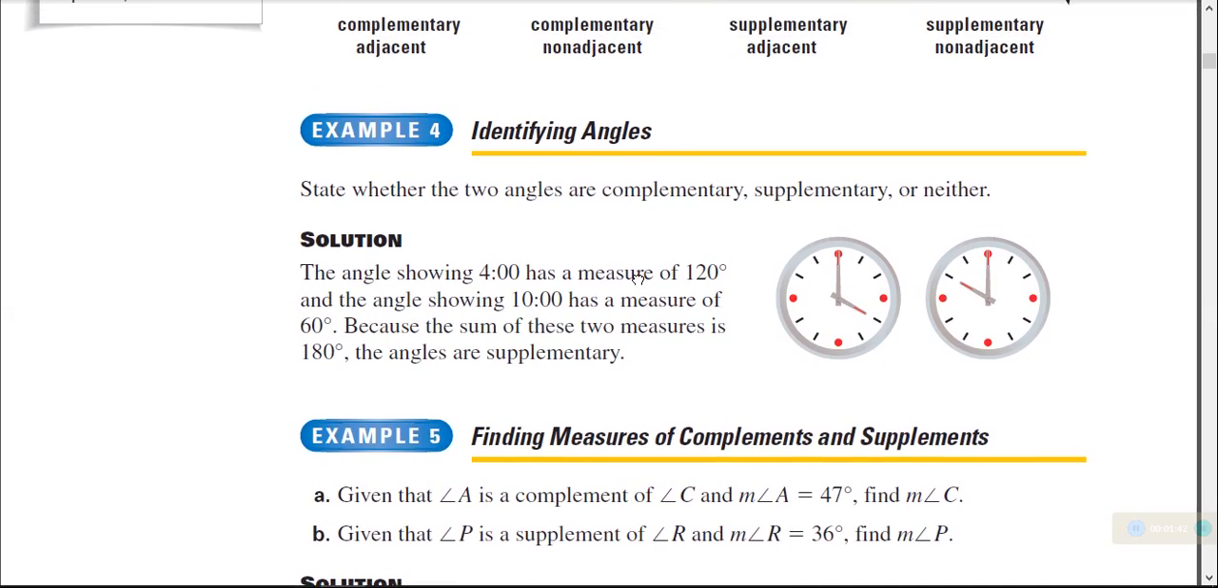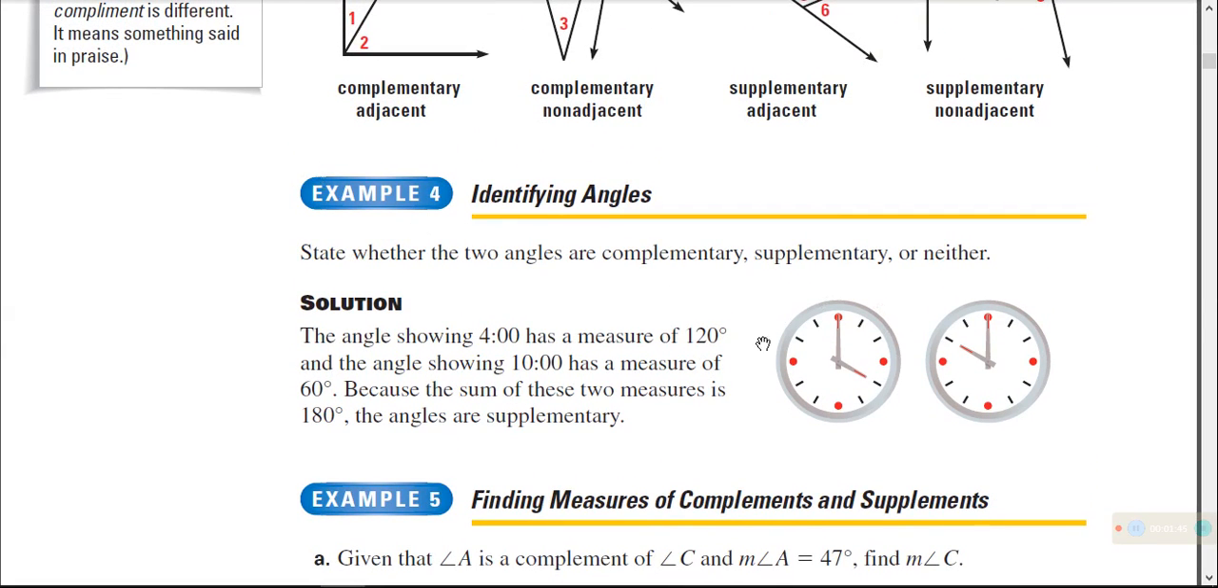Now, let's have here example number 4. Ito, hindi pa natin to kailangan i-transfer sa viewboard. So, for identifying angles, state whether the two angles are complementary, supplementary, or neither. So, we have here a clock or two clocks. One is at 4 p.m. And if you are going to measure the angle formed by the hands of the clock at 4 p.m., you will end up with 120 degrees. And then at 10 a.m., you will end up with 60 degrees. If you add 120 and 60 degrees, you will end up with 180 degrees. So the angles are supplementary.